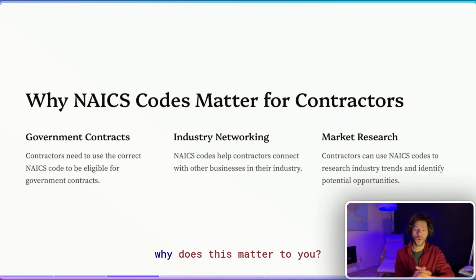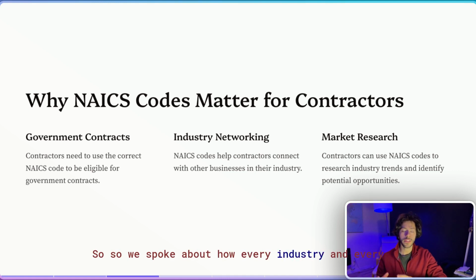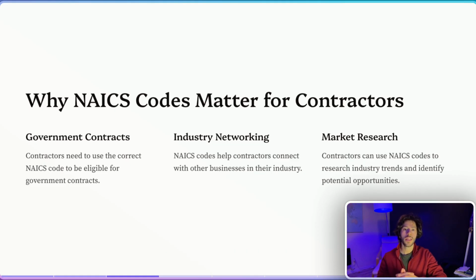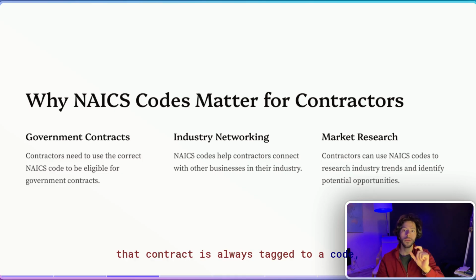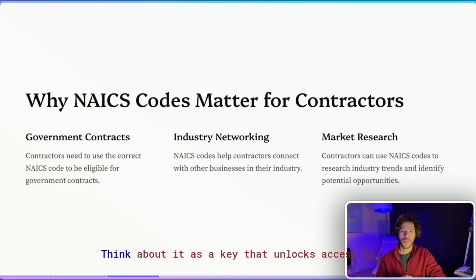So as a contractor, why does this matter to you? Well, you should care about the codes because that's how the government tags its contracts. We spoke about how every industry and every field has a code. So now when the government is publishing an award or a contract, that contract is always tagged to a code or a few NAICS codes. So if you don't know your NAICS codes, you're going to miss out on finding the right opportunities. And it's also an easy way for you to find contracts. Think of it as a key that unlocks access to contracts specifically meant for your business. So that code is your key when it comes to government contracting.